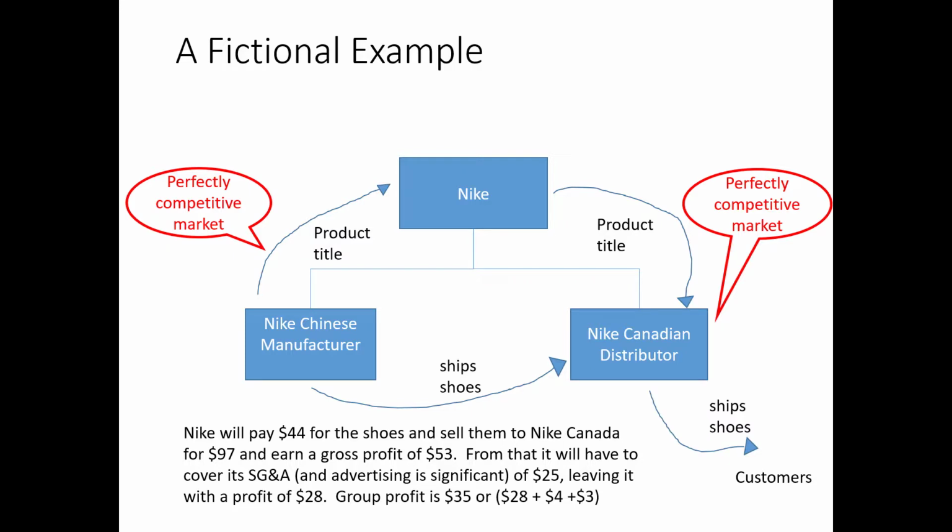That's the profit of Nike as sort of a standalone entity. The group profit in total is going to be 35. It's going to be the 28 that you record in Nike. Then it's also going to be the $4 of profit earned in the Chinese manufacturer and the $3 of profit earned in the Canadian distributor. When you consolidate all of this, the group will have a profit of 35, which, ballparkish kind of numbers, I wouldn't be at all surprised by.